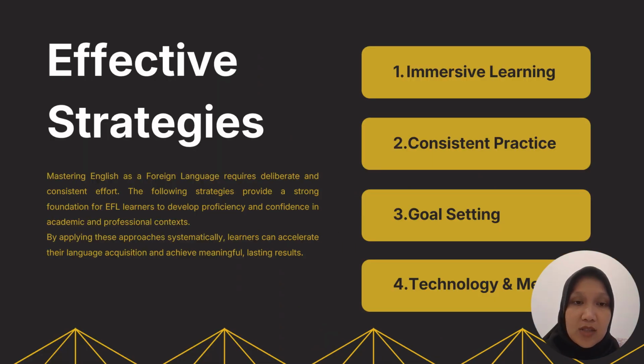The second one is effective strategies. So what are the most effective strategies for learning English? Let me share four key approaches. First, create an immersive learning environment. Even if you are not in an English-speaking country, you can surround yourself with English through media, apps, and online communities. Listen to English podcasts, watch movies with subtitles, and change your phone settings to English.